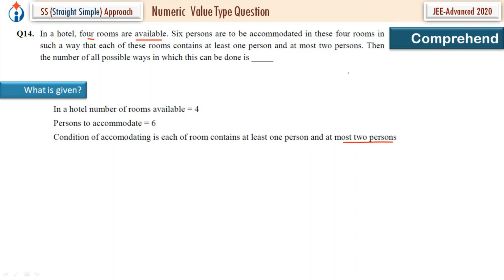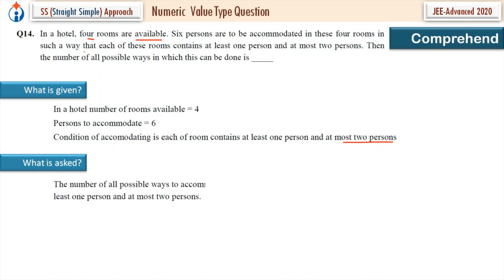That's what is given. What is asked? The number of all possible ways to accommodate 6 persons in 4 rooms in such a way that each of the rooms contains at least 1 person and at most 2 persons.